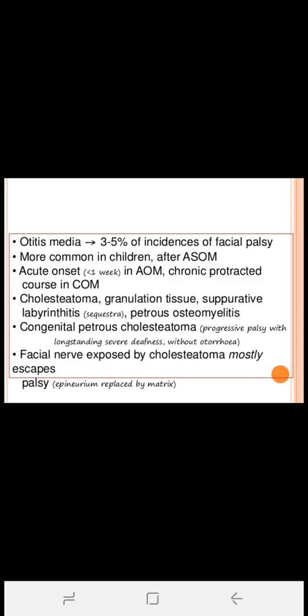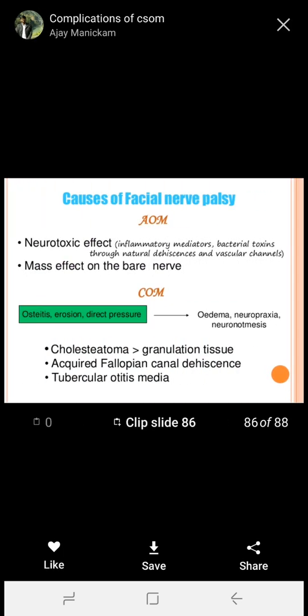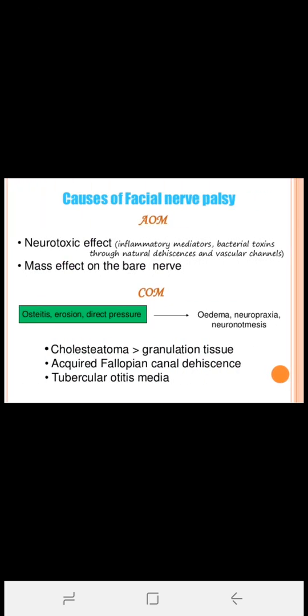When the facial nerve is exposed by the cholesteatoma, it mostly escapes facial palsy. The epineurium is replaced by the matrix. Now, what are the causes of facial palsy? It can be seen in acute otitis media or chronic otitis media.